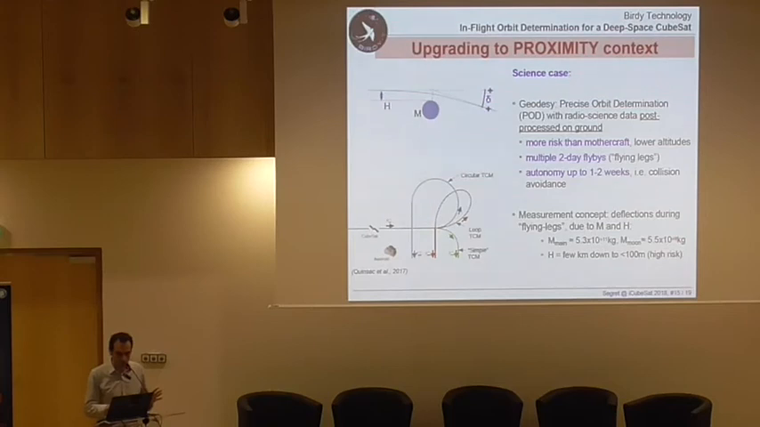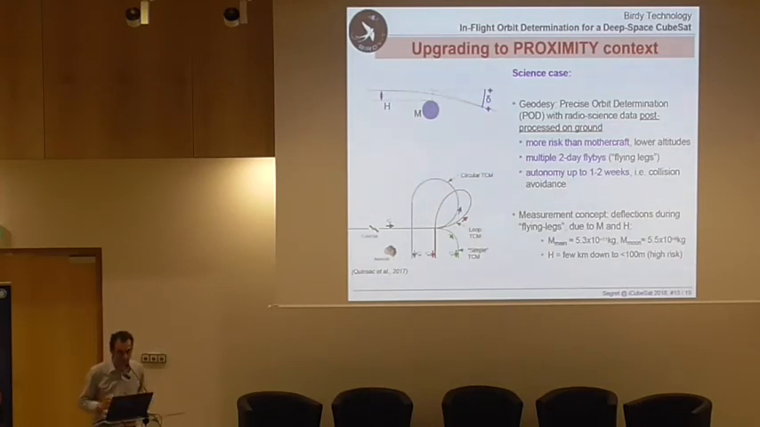So if we want to go to the proximity context, we have to change some parts of the approach. The science case itself is different. The science case is proximity approaching at an asteroid, where we want to be deflected by a small mass, M. In order to do that, we have to fly quite close, and we expect to reconstruct data. But we won't reconstruct data with the orbit determination. It will be reconstructed on ground.